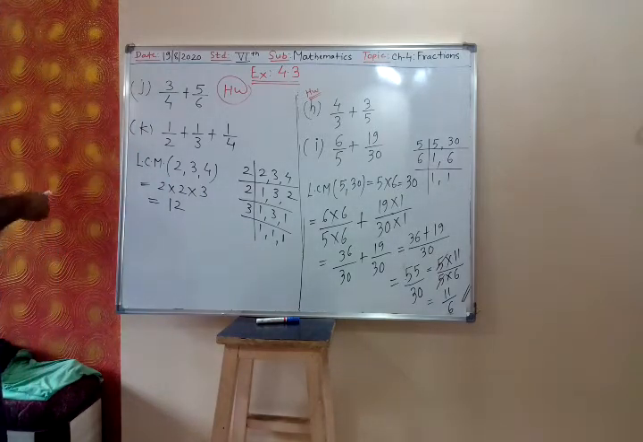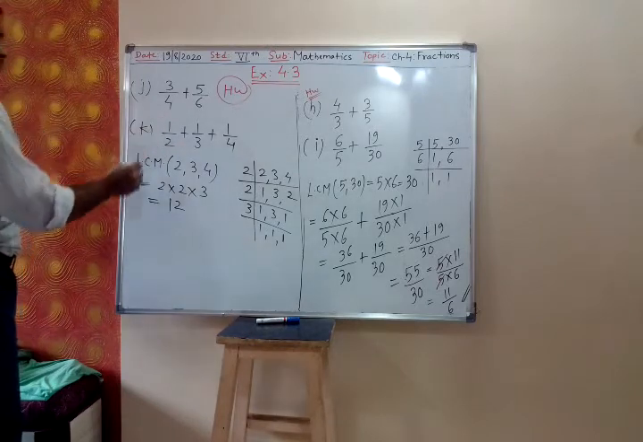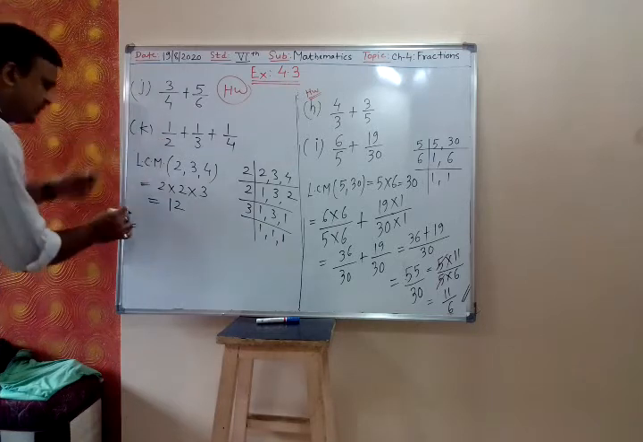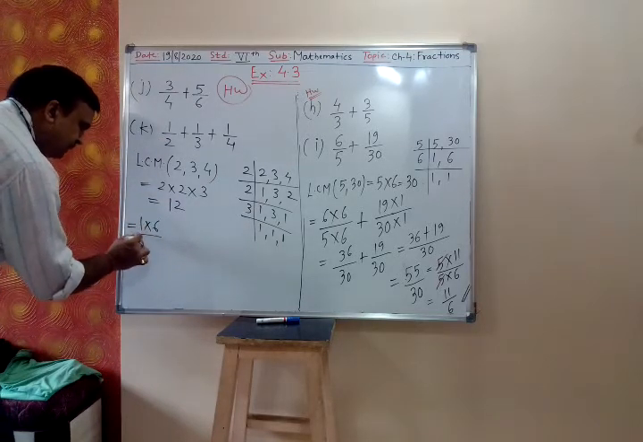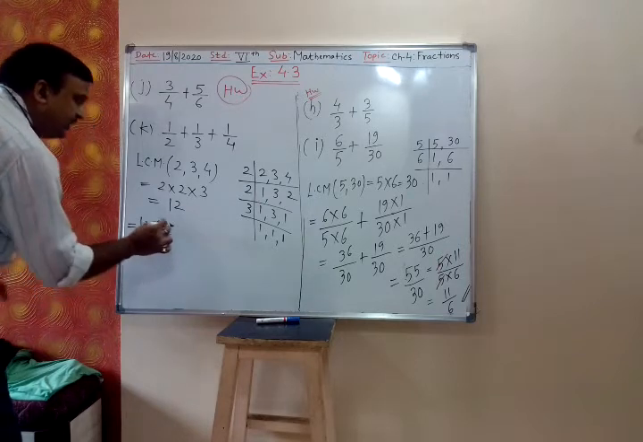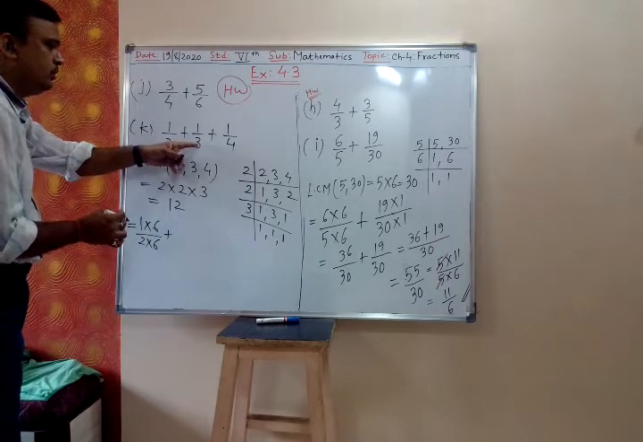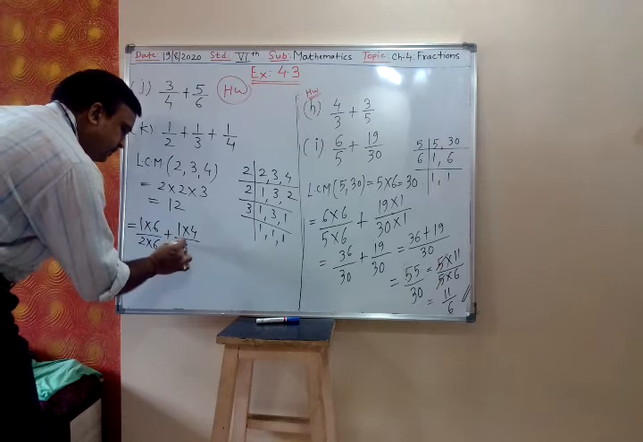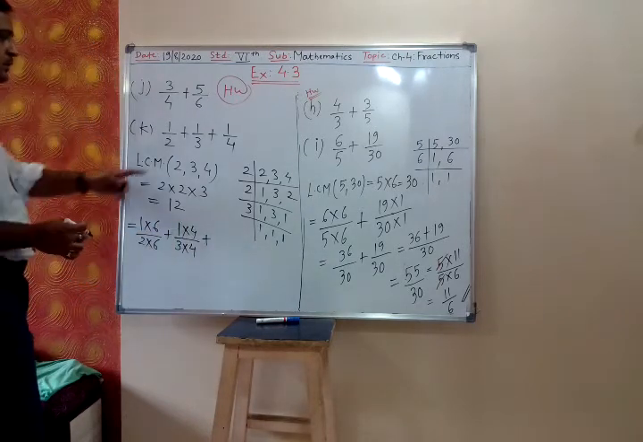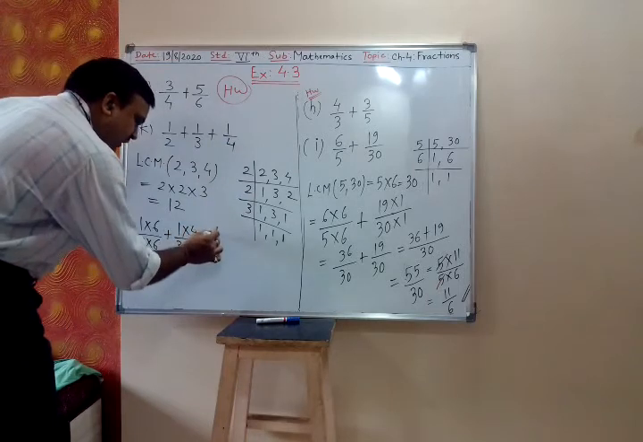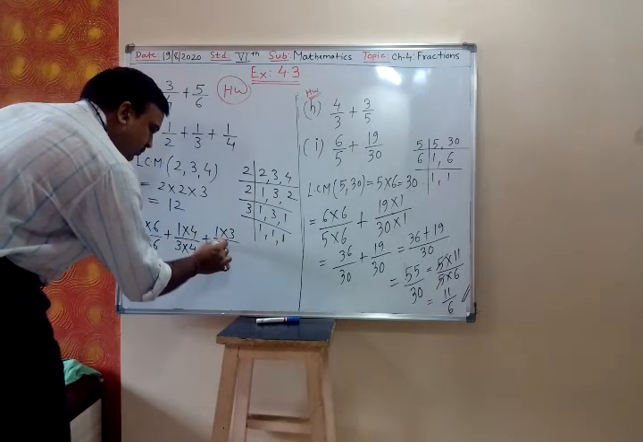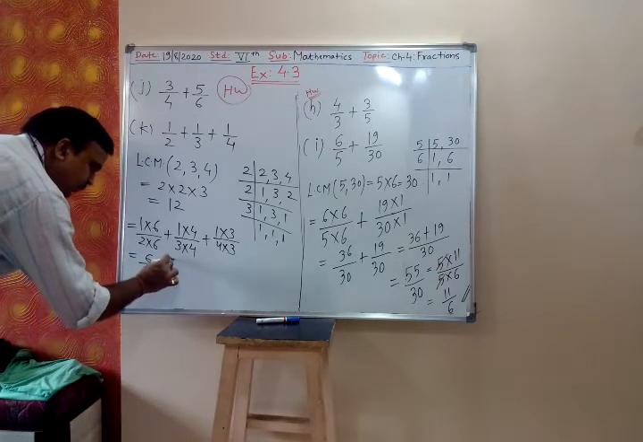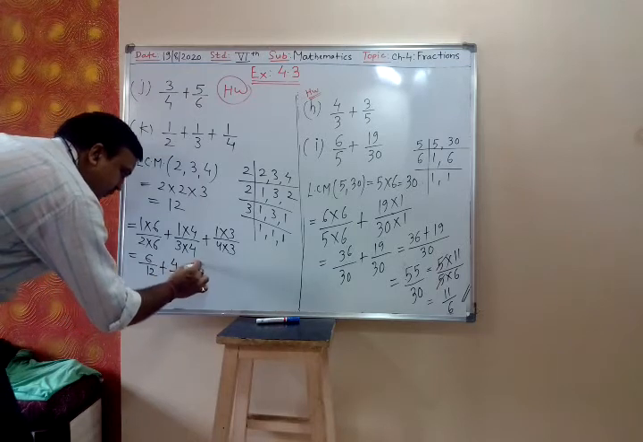This you remember. So now we have to make the denominator of each 12. So this 2 I have to multiply by 6, so 1 into 6 upon 2 into 6. Plus this you have to multiply by 4 because you want this as 12, so 1 into 4 upon 3 into 4. Plus this you have to multiply by 3, so 1 into 3 upon 4 into 3. So 6 upon 12 plus 4 upon 12 plus 3 upon 12.